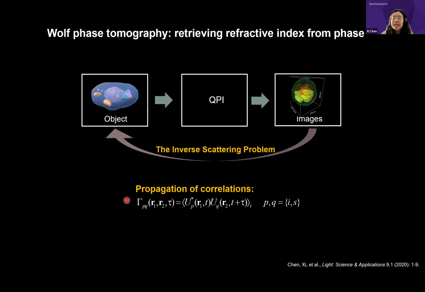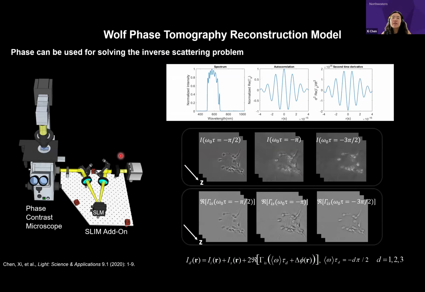This quantity gamma is a complex number. That's why we need to know the phase of the electric field, which we already have from the QPI system, to solve this inverse scattering problem. For the gamma II term, it's very easy to retrieve. We simply need to know the spectrum of the light, and then by doing the Fourier transform, we can get the autocorrelation of the light, and then the second derivative of it.